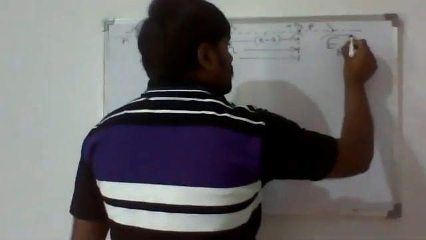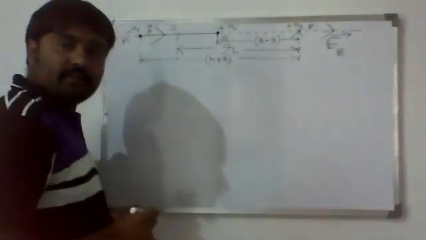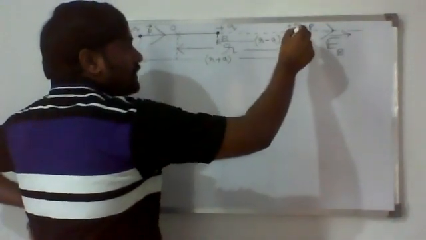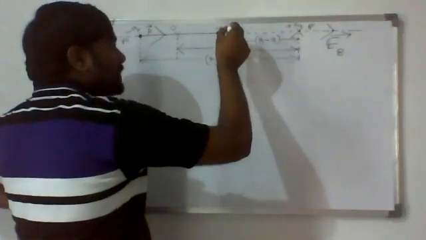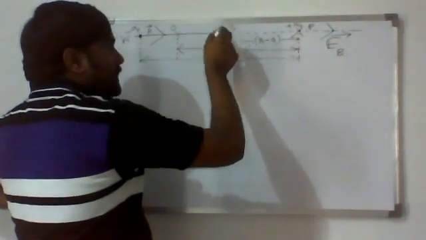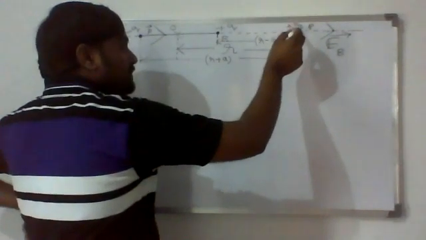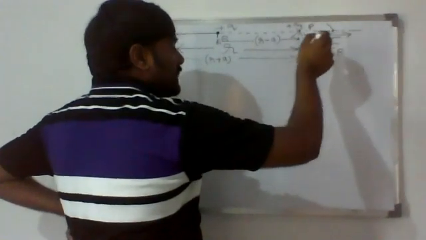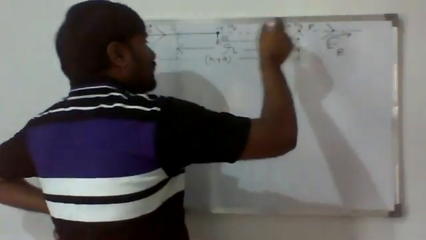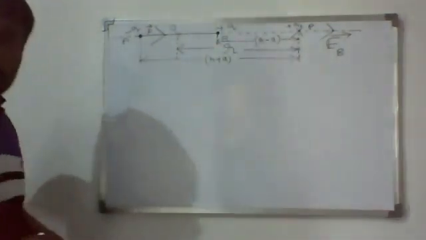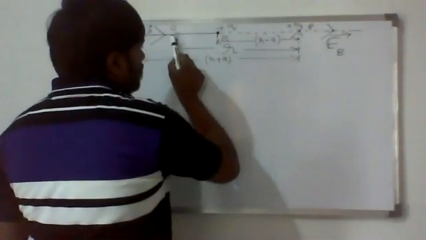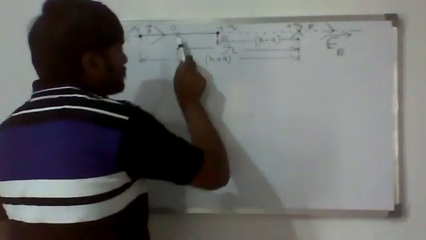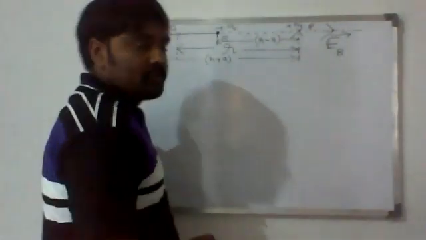EB vector means electric intensity at point P due to plus Q at B. So due to plus Q at B, plus Q naught will experience repulsive force. So this is EB vector. That is directed away from the center of the electric dipole, along the OP direction.